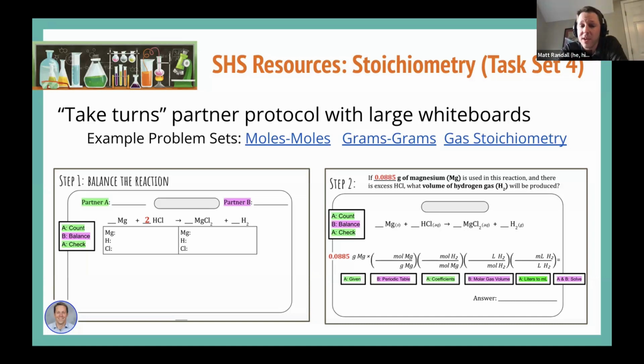Each partner needs a different colored marker. You have partner A hold up their marker, partner B hold up their marker, and then you help structure it the first time through. Partner A, for example, might be writing the chemical equation, partner B counting them, partner A balance, and then partner B check. That's a little different from what's shown on the slide. And then for our conversion factors, for doing stoichiometry from beginning to end, like having the partners do that.